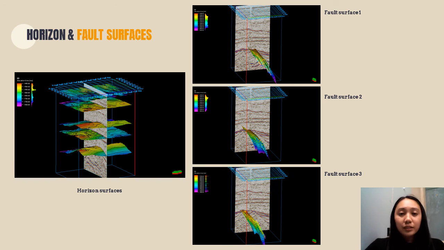Next, both horizons and fault surfaces can be generated after the horizon and fault picking. From the fault surfaces, we can observe the faults are all dipping in a west to east direction, and they are relatively parallel to one another. And from the reflectors, we can also deduce the type of fault, which are normal faults, where the hanging block moves downward relative to the bottom block.